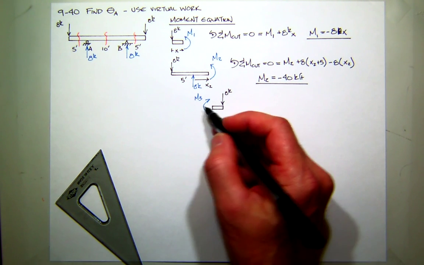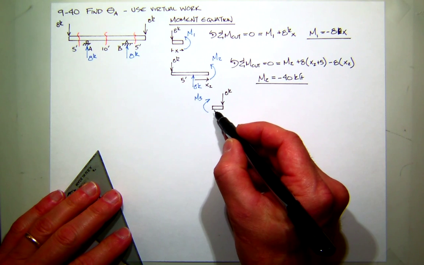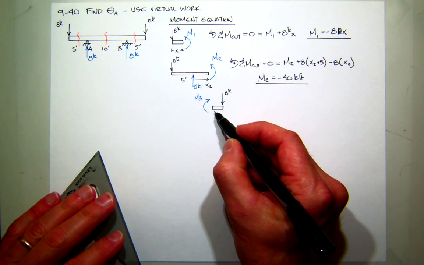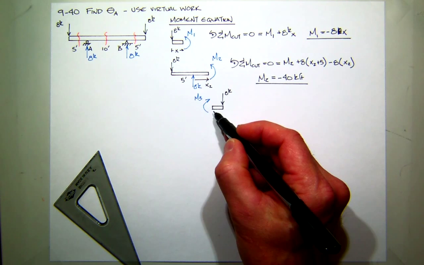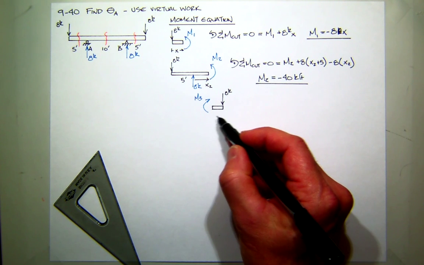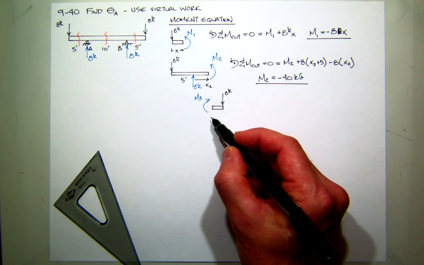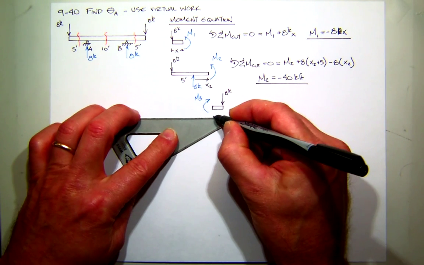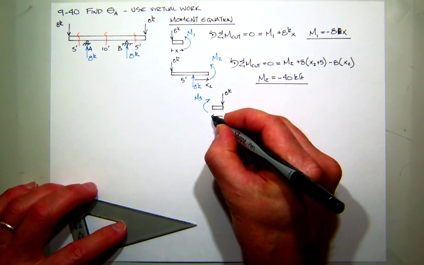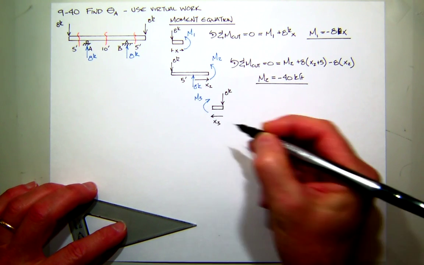x3. I could measure it from the left side all the way to the cut and call it x, and then my limits would be from 15 to 20. Or I could measure it from the right edge to the left, and my integration limits would be 0 to 5. I like that. Should it be 0 to 5? Yes. I'll call that x3.